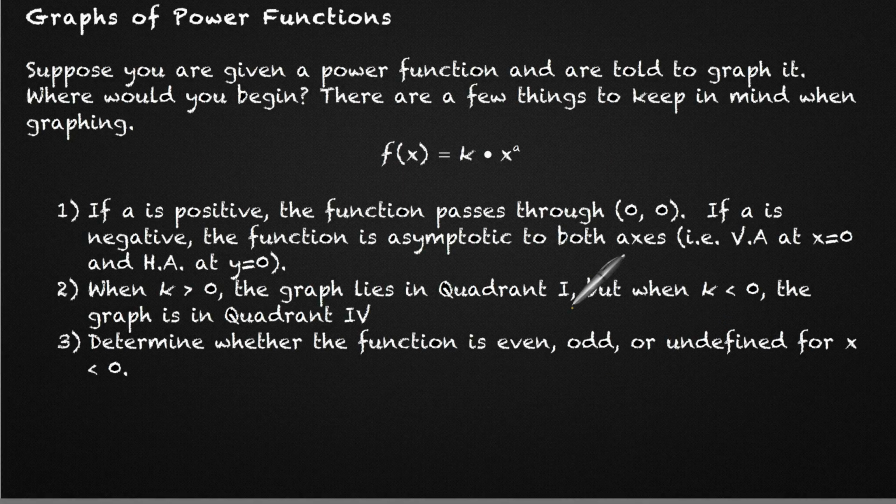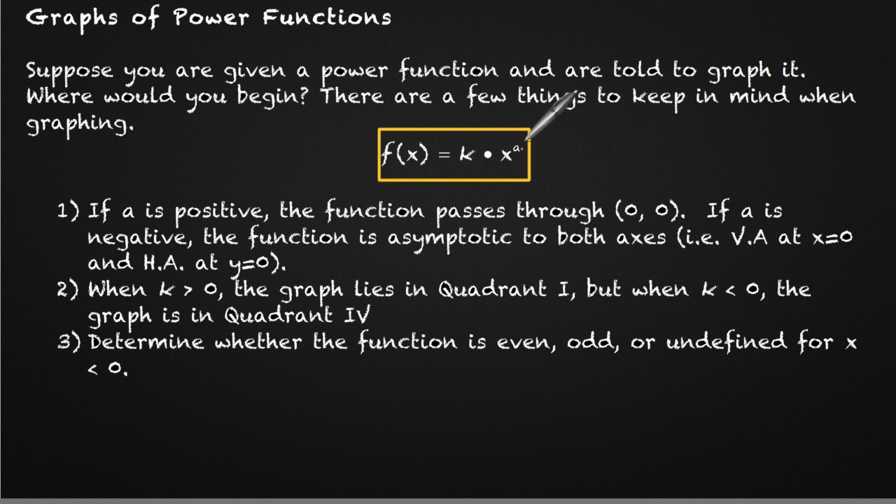Okay, now we're going to work on how to graph these power functions. A power function, once again, is a function that can be written in the following form: some constant k times x to the a. We want to make sure we understand what each of these letters controls. The letter k controls whether it's going to be in the first quadrant or the fourth quadrant. If k is positive, you will draw the graph in the first quadrant. If k is negative, you will draw the graph in the fourth quadrant.